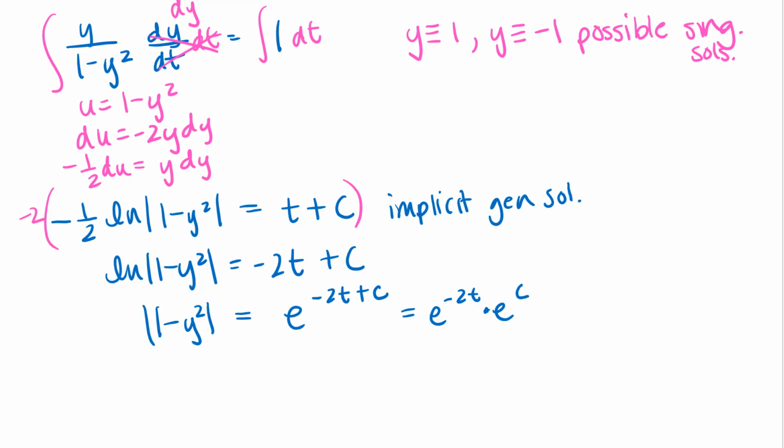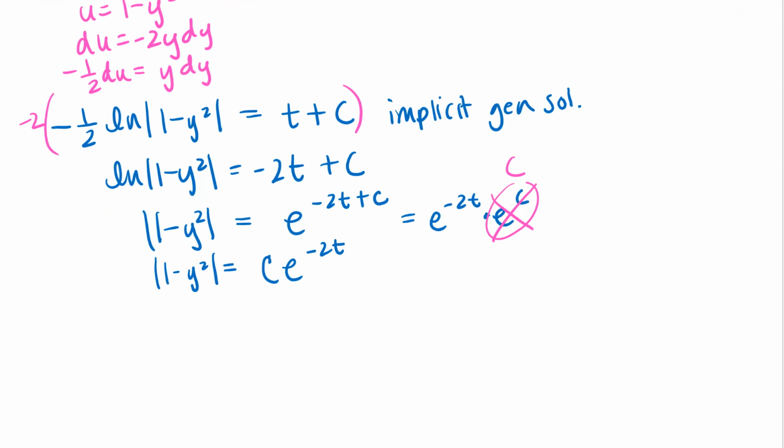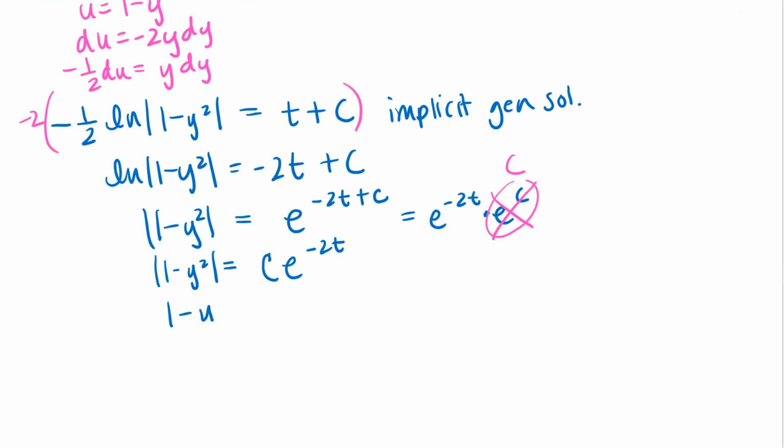And then c is all possible constants. e to the c is also all possible constants. So I'm going to just replace that with a new c. Alright, so let me go ahead and write that step here. Alright, so there is what I have at this point. Then to remove the absolute values, I'm going to have a plus or minus on the right side. I'm going to absorb the plus and the minus into my c.